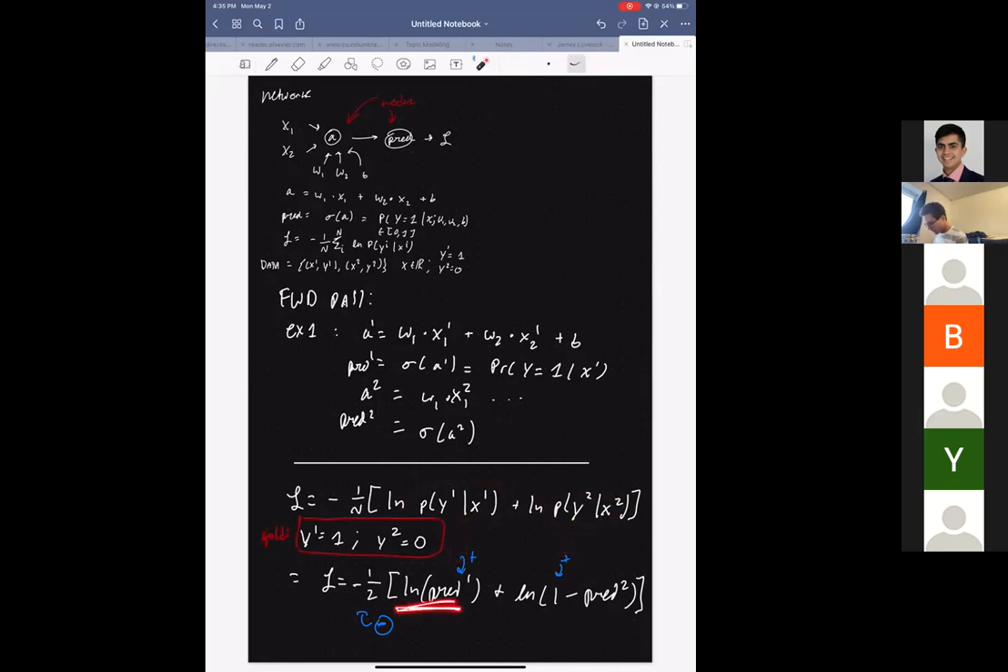Here we take the natural log of the prediction, which is sigmoid over the A. So this is going to be the probability of y equal to 1. And this is sort of the same thing, but we're doing 1 minus the prediction, because this is the probability of y equals 1 given x2. But we actually are interested in the probability of y equals 0 given x2, because we know that the y2 label is 0. So we just do 1 minus that. I see. Okay. Thanks.